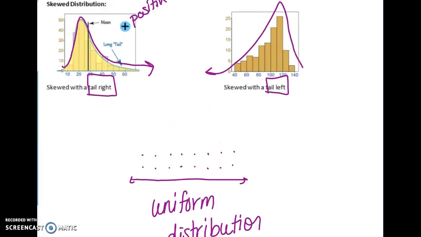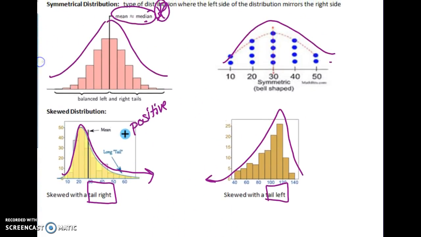Another one which is not on your paper would be if everything was exactly the same. We call that uniform distribution. So you might want to add that on your paper. Please, that would be really helpful. Let's go back up to the skewed distribution real quick.